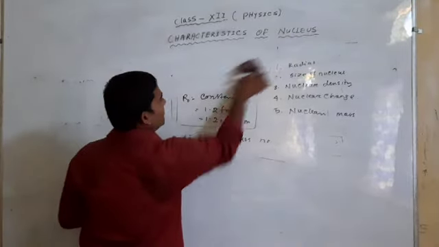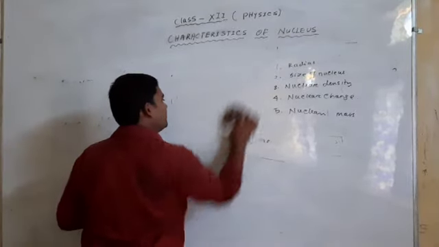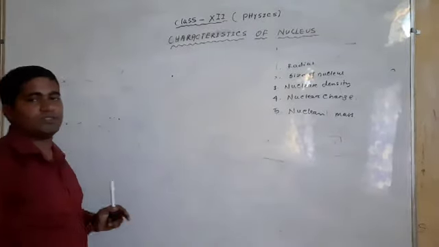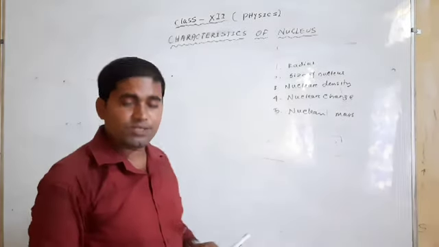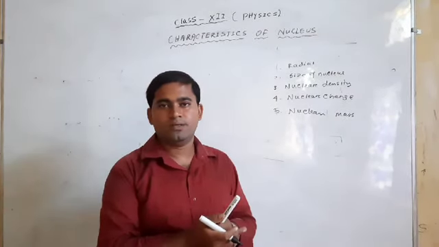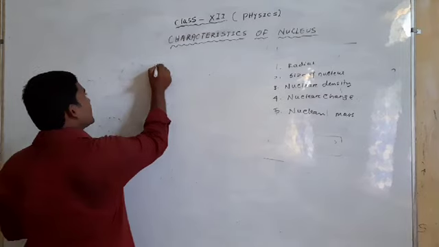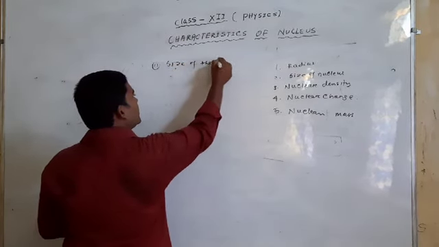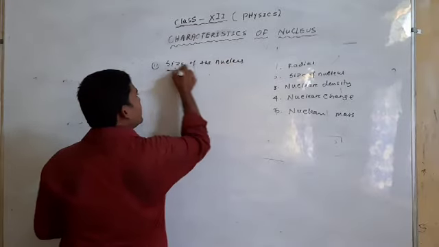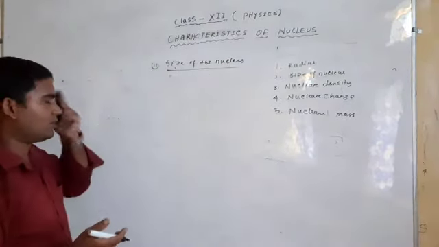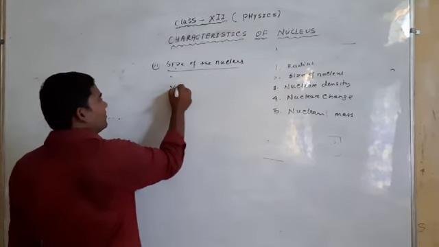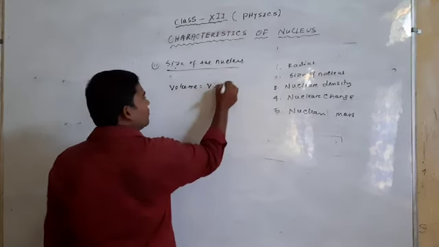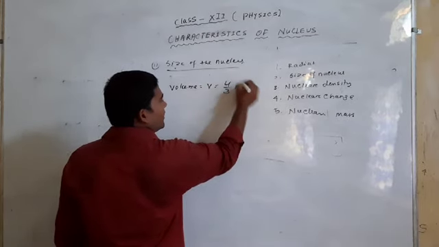Second thing, we discuss the size of the nucleus. When we take the discussion of size of the nucleus, what we find is the size of the nucleus depends upon the atomic number. So the second thing is the size of the nucleus, or simply we can say the volume of the nucleus. As we know, the volume of the nucleus equals 4 by 3 pi r cube.